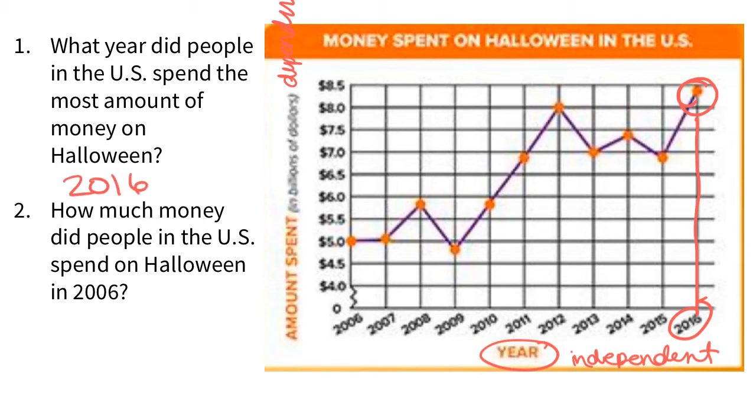The next question says, how much money did people in the United States spend on Halloween in 2006? And so here I look at 2006, and I see that it says 5. But remember, it's not just $5. It is $5 billion because this says in billions of dollars. So I'm going to write $5 billion.